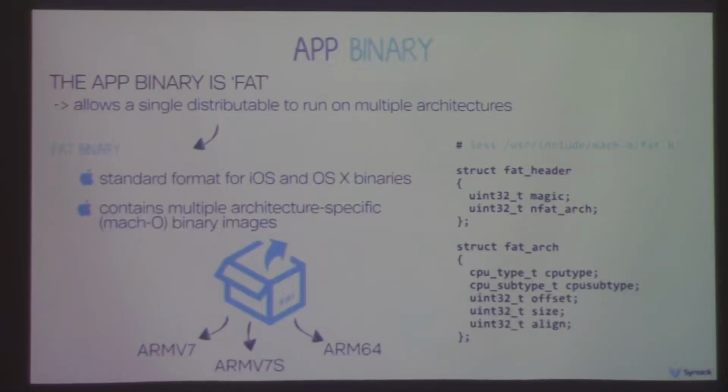So what happens is at load time, the loader parses this, and the loader knows what CPU it's executing on, and it basically goes and finds the correct architecture. So if it's a 32-bit one, it's going to choose the 32-bit architecture, 64-bit, 64-bit. And the result is you pretty much just need one binary that will run on all devices.